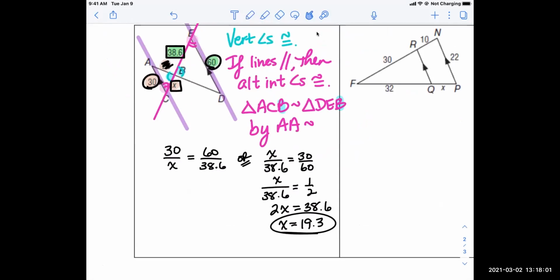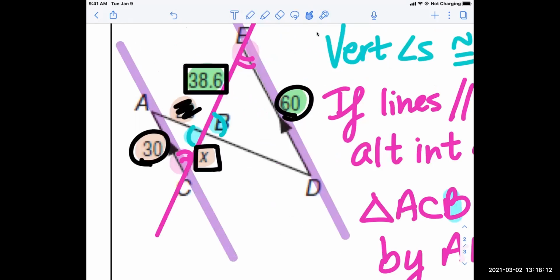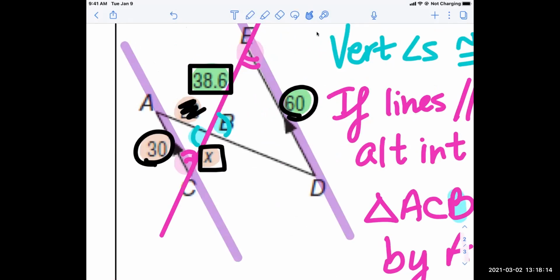Okay, but you have to be careful about how you match up the sides. So they didn't give you a similarity statement here for you to figure it out. You have to use what you know about how the angles match.